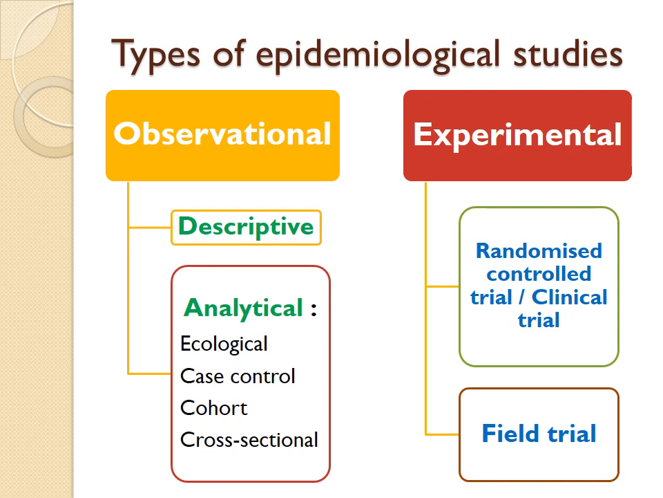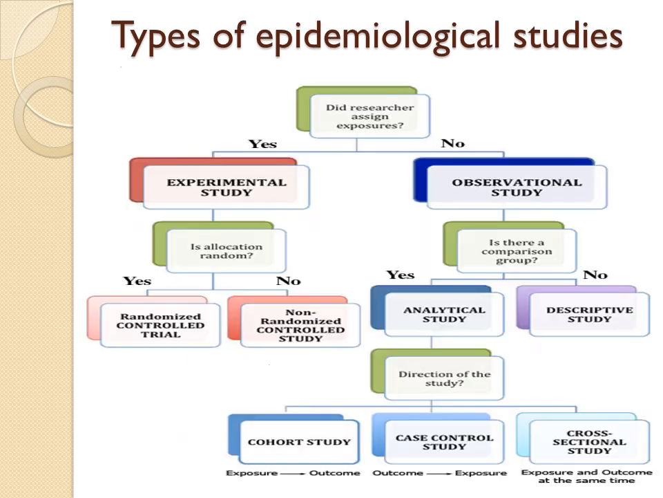In case of experimental study, it can be either randomized control trial or clinical trial, it can be field trial, community trial, etc. Again, analytical study can be of different types, for example, ecological study, case control study, cohort study, cross-sectional study. So here I am putting different names. We have to understand what we mean by different epidemiological studies. So how can we understand the differences between those epidemiological studies?